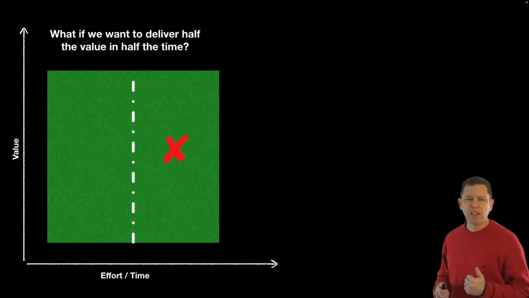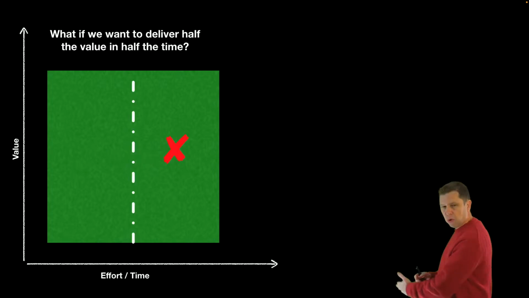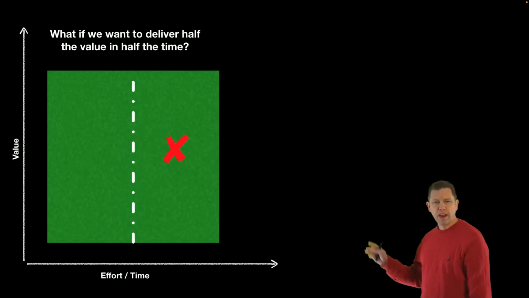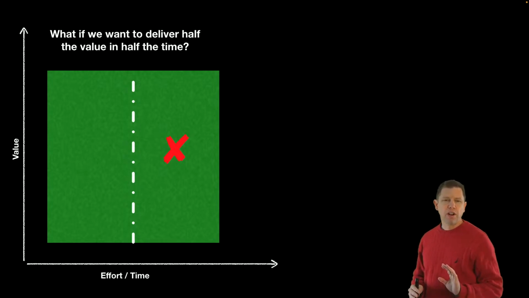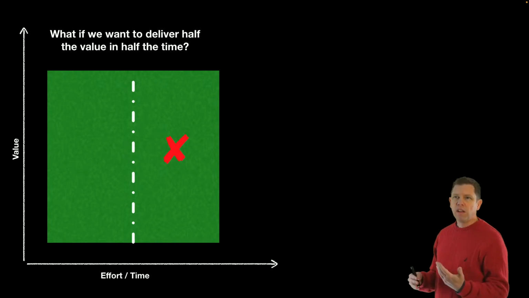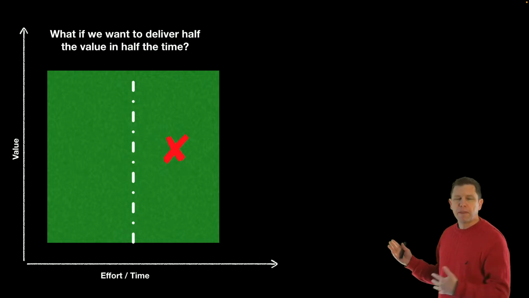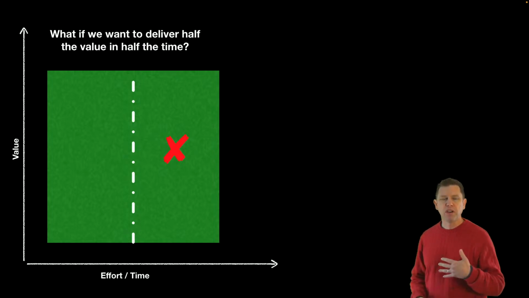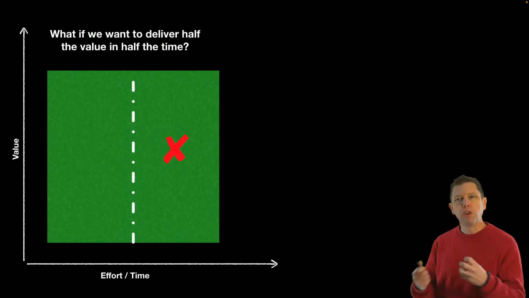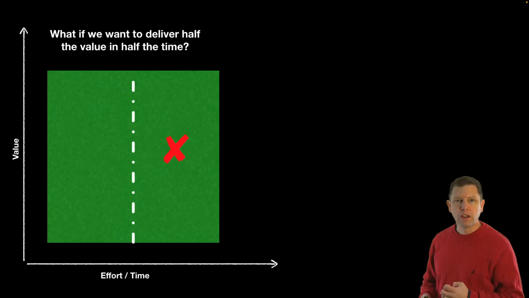Because if we start thinking here, okay, if we split the story like this and get rid of this half over here where the X is, we're now delivering all the value in half the time. Well, if we could do that, yeah, we should do that. But that's probably not going to be possible, right? If we want to deliver faster, we're probably going to need to deliver a smaller chunk of things.